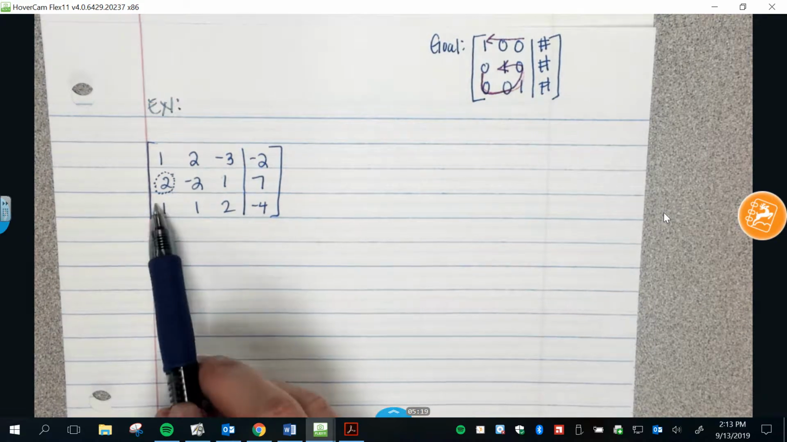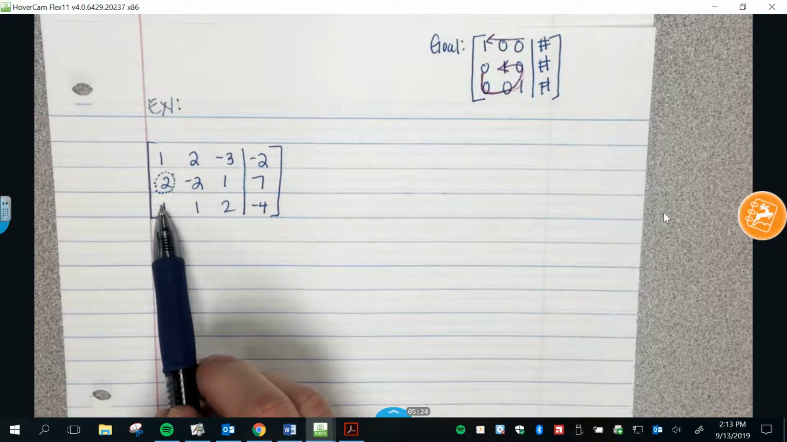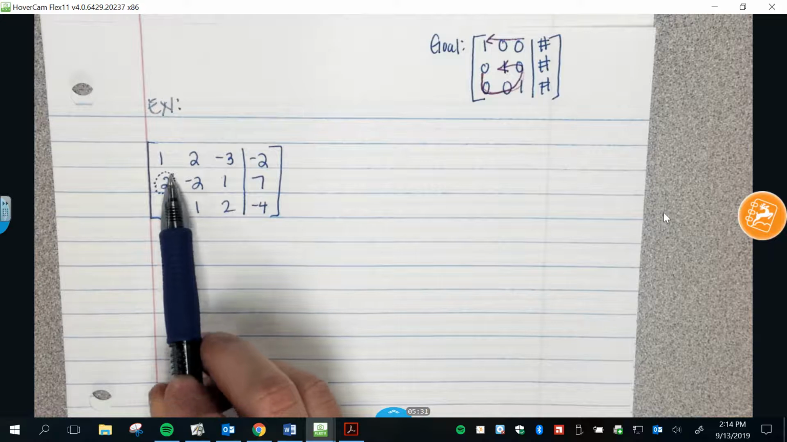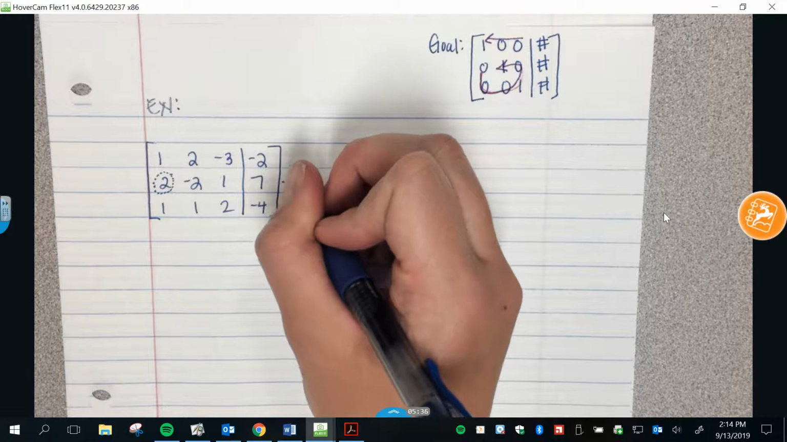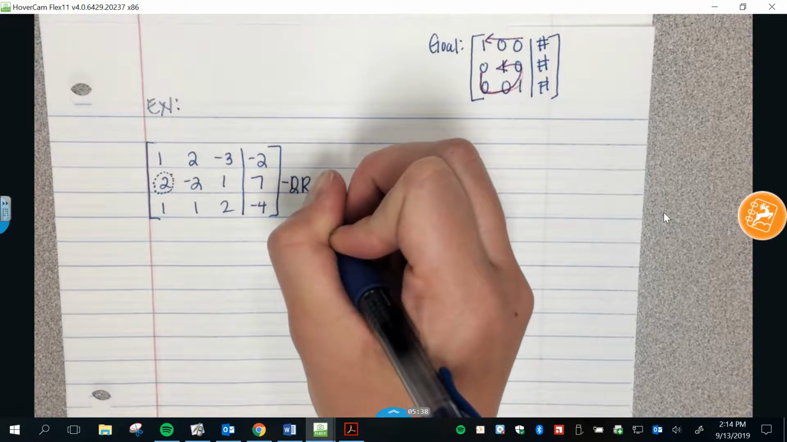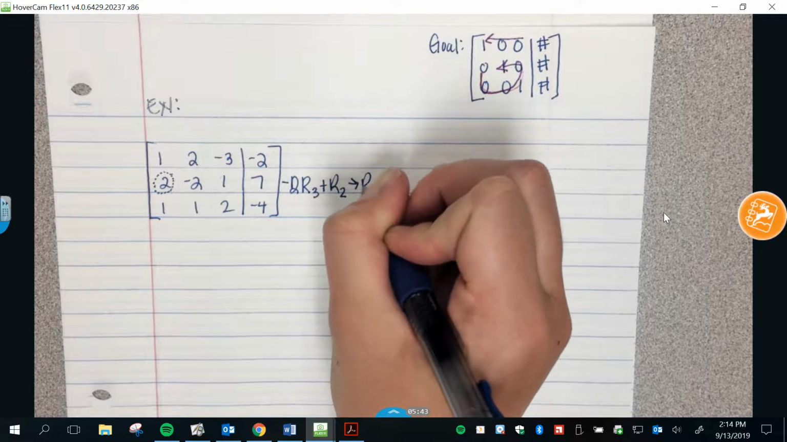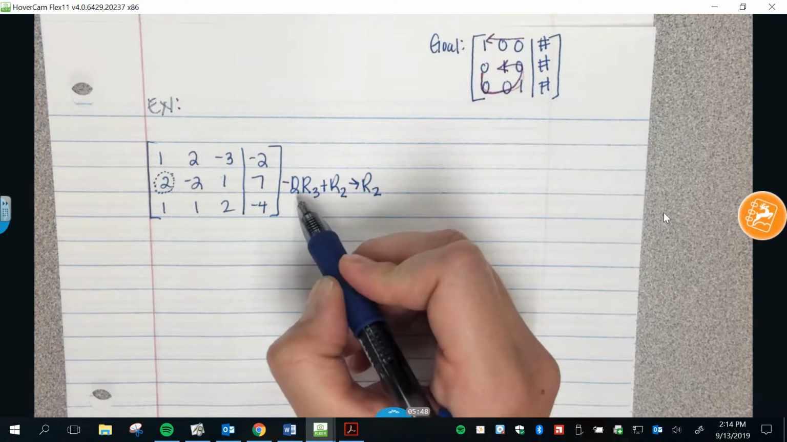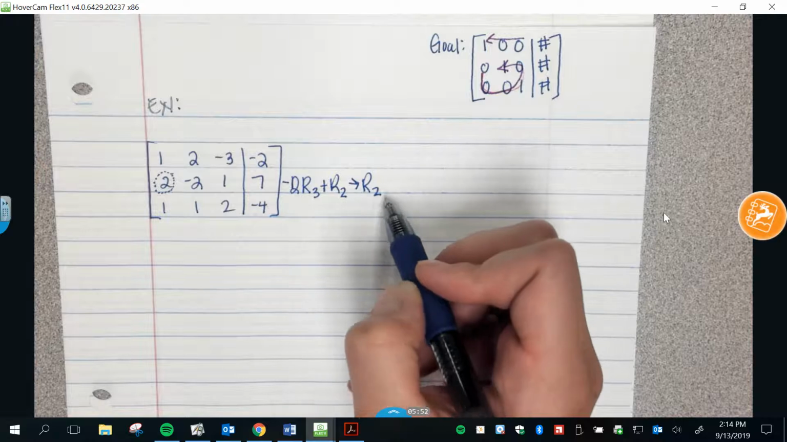So if I take row 3 times what? Not times 2, times -2, and if I add it to the second row, I will have done that. Now this involves writing a row command, and here's how it would look. I would be writing -2 row 3 plus row 2 into row 2. That's the code. I'm sorry, -2 row 3 plus row 2 into row 2.